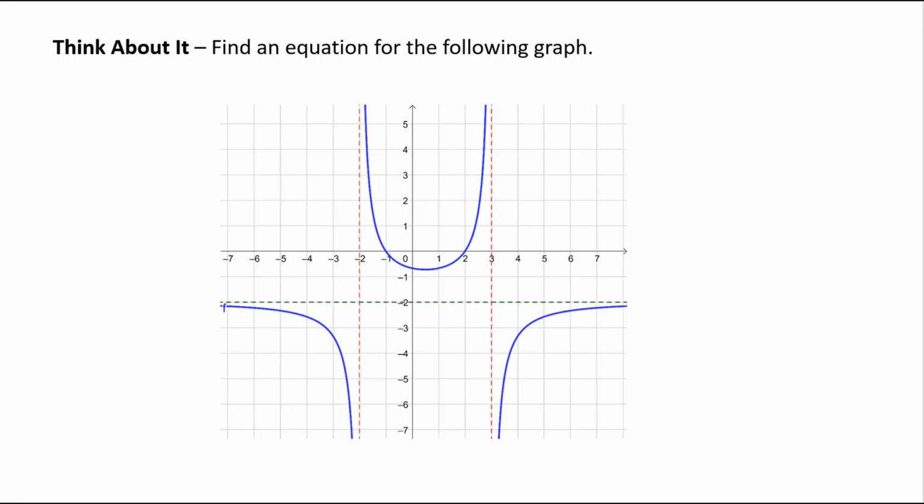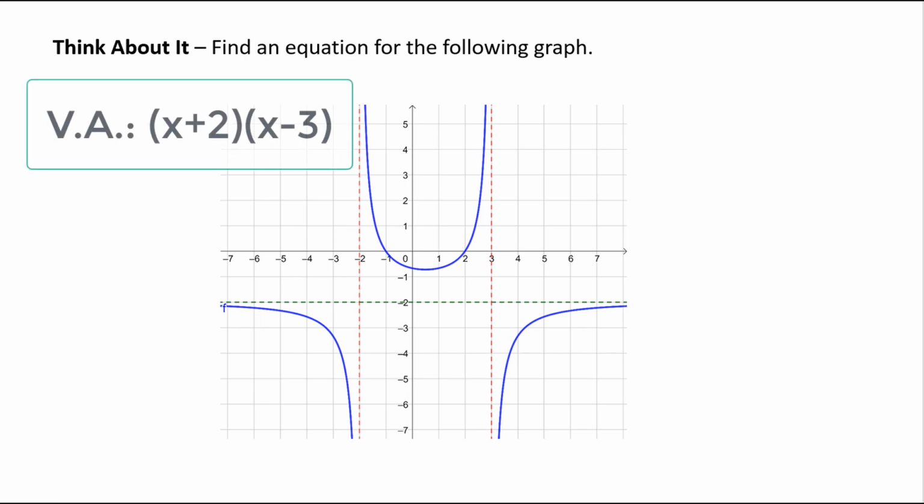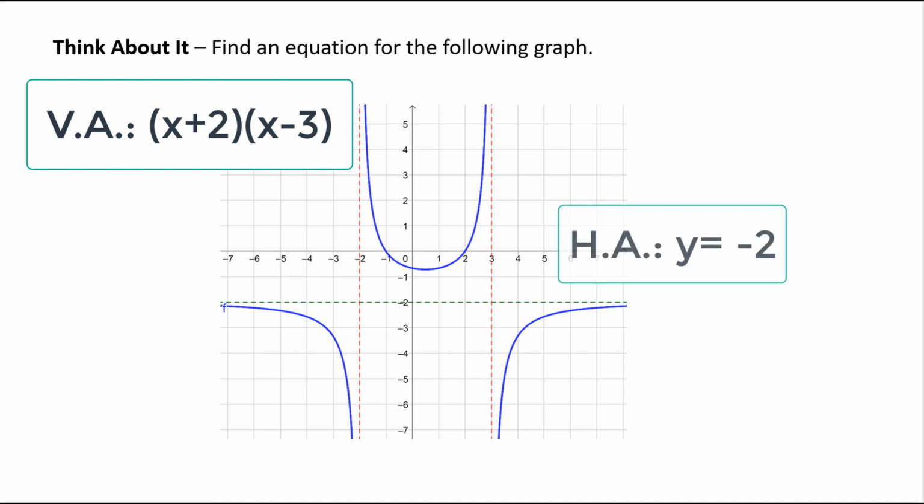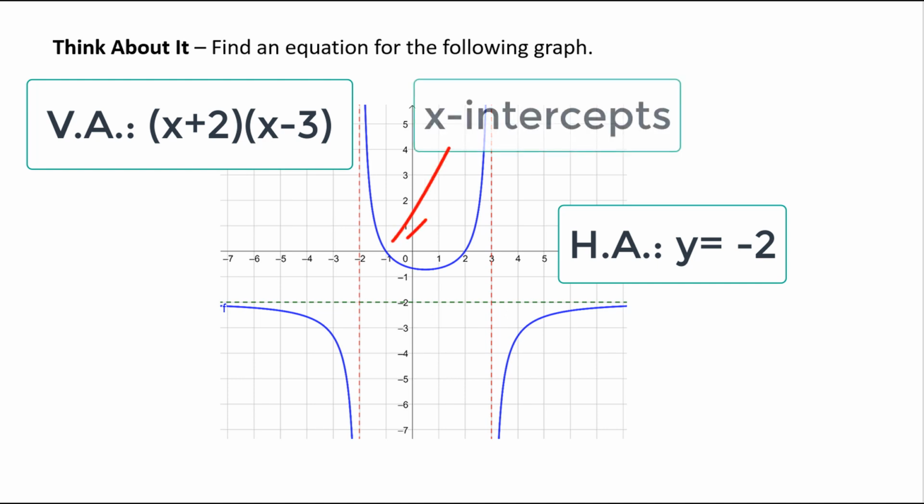Think about it. Find an equation for the following graph. This graph is in 3 pieces and it has 3 different asymptotes. We have a vertical asymptote at x equals -2, and also at x equals 3. We have a horizontal asymptote at y equals -2. Now, looking at it further, you'll observe 2 x-intercepts, one at x equals -1 and another one at x equals 2.